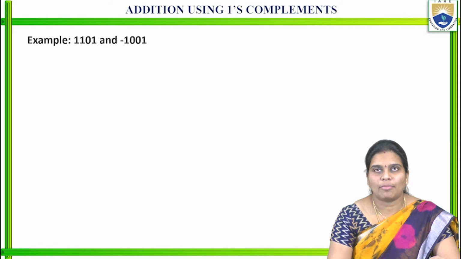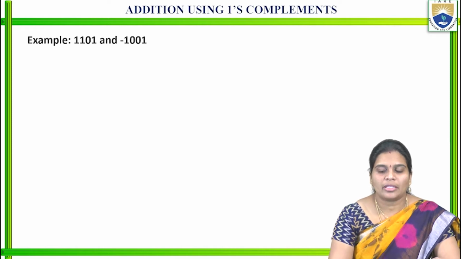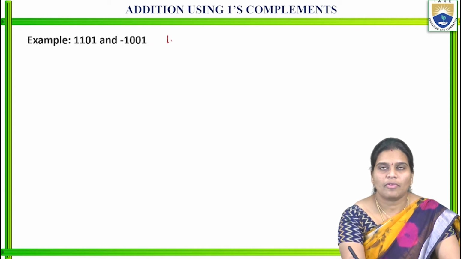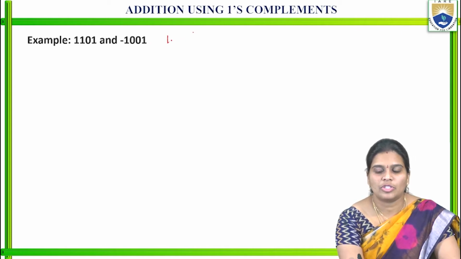So here the example is 1101 and minus 1001. So what is the first procedure? In the procedure, what is the first step? So apply the ones complement of this negative number. So here the negative number is minus 1001. So here we are not talking about the signed and unsigned binary numbers. General binary, here we are taking the general binary numbers. So now we want to apply the ones complement of this subtraction. So in this first point, we are applying the ones complement of this 1001.